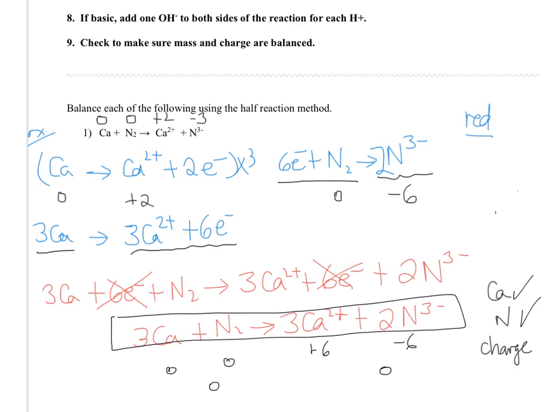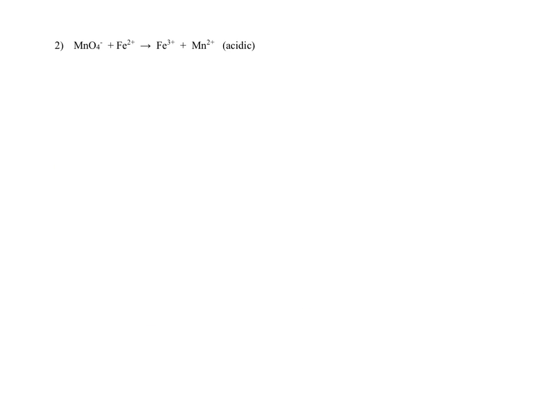All right, let's do one that's a little bit more fun now. All right, let's try this one. It says MnO4- plus Fe2+ yields Fe3+ plus Mn2+, and it says it's in an acidic solution. So the first step is to assign oxidation states to all species and see which ones have changed. So you don't really have to do that, but let's just do it.